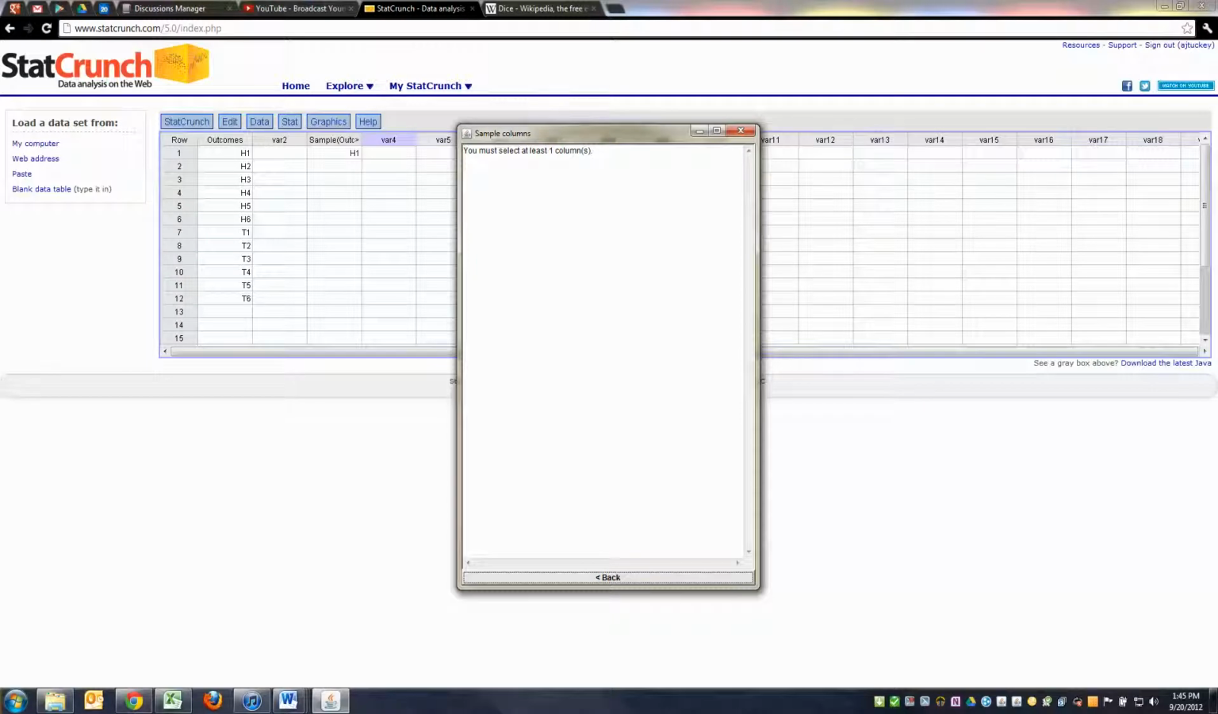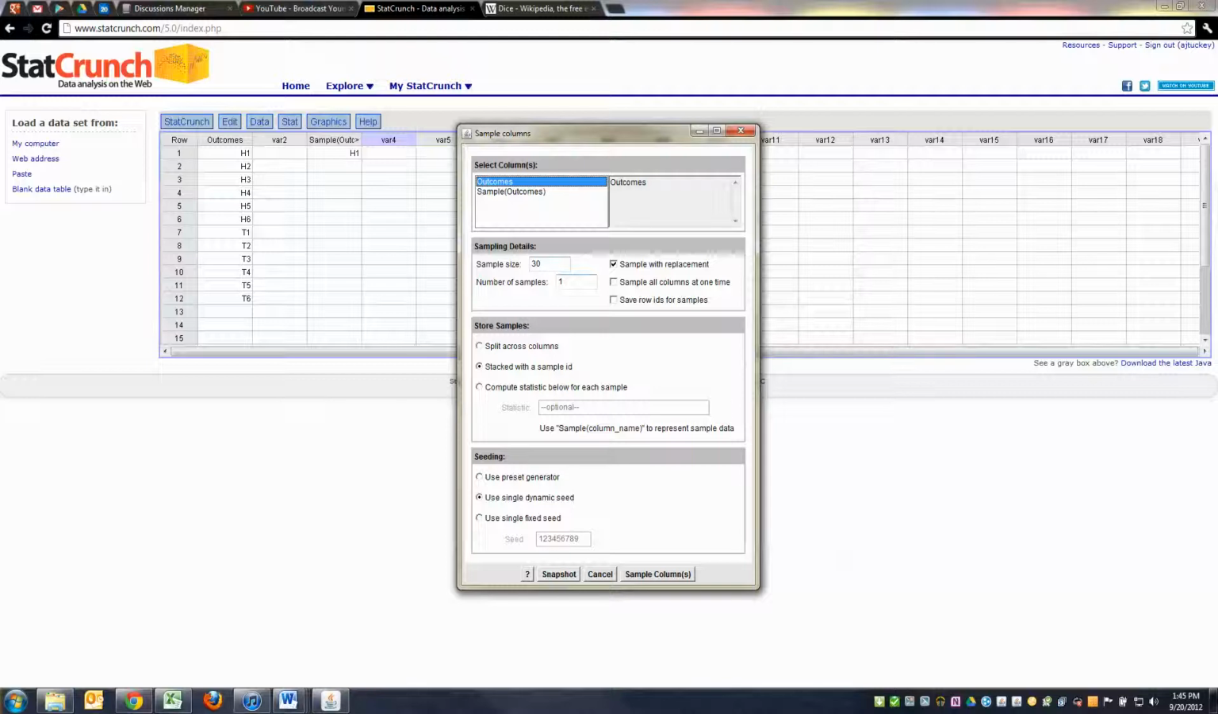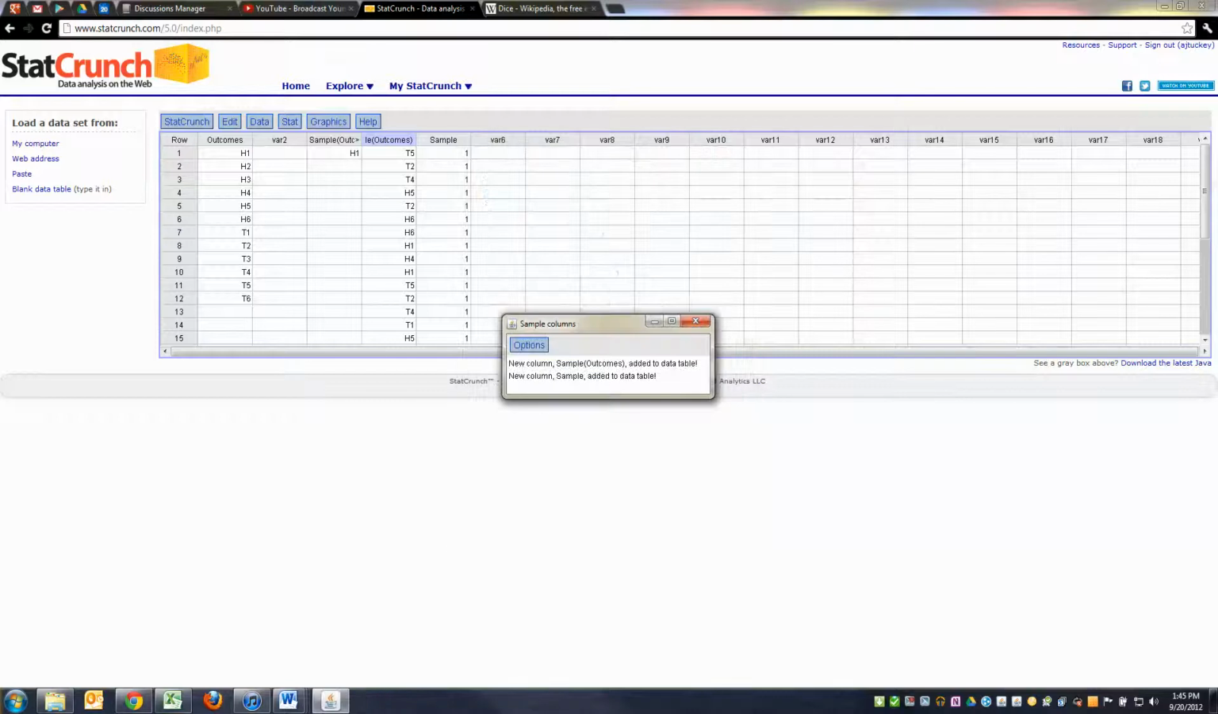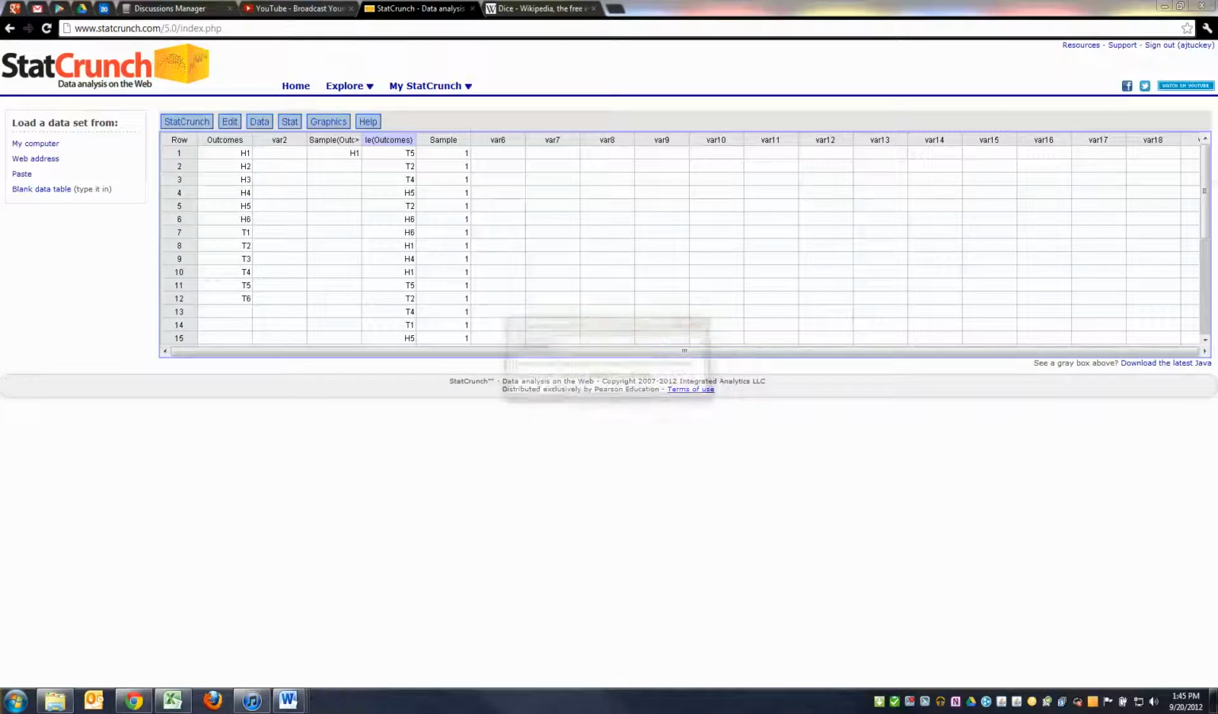So I'm going to stack with a sample ID and say sample column. Oops, I forgot to tell it which column to do. There we go. I have it under outcomes right there. So outcomes is the group I'm sampling from. I'm going to get a sample size of 30 because I'm going to pretend there are 30 people in our class, stacked in the sample. And there they are. You can see I've got a T5, a T2, and so on. Everybody who does this is going to be slightly different from each other, right?